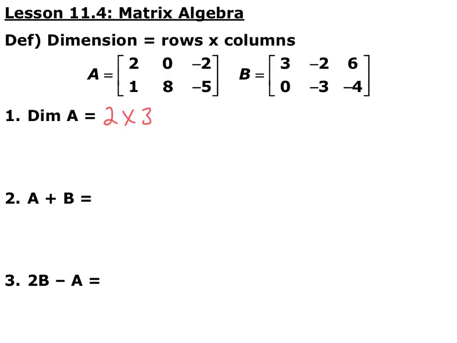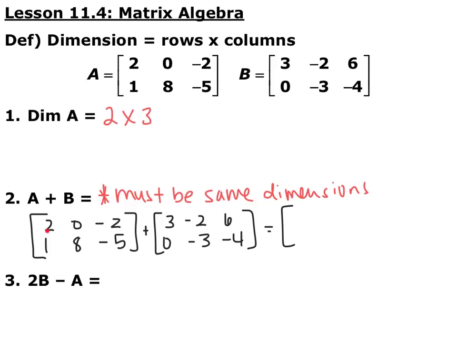If we want to add matrices, they have to have the same dimensions. So to add or subtract matrices, they have to be the same dimensions. If we want to add A plus B, these are both 2 by 3 matrices, so we can add them. To add matrices, you just add each individual entry. For the first one, we have 2 plus 3, so the first entry, 1, 1, is a 5. For the next one, you have 0 plus negative 2, so the entry 1, 2 is a negative 2. And then the last one on the top row, you have negative 2 plus 6, so the last entry is a positive 4.